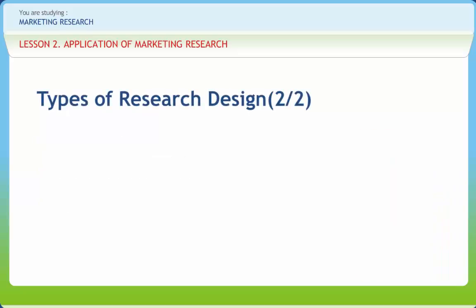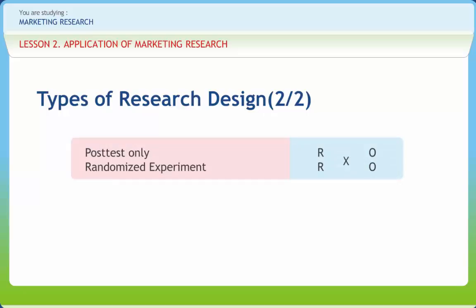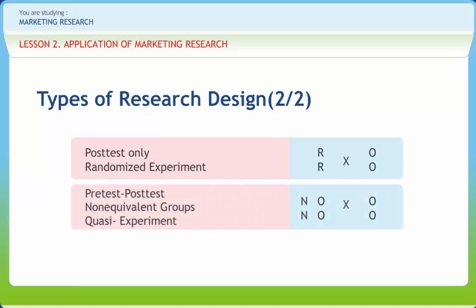The different types of designs. Consider one of each in design notation. The first design is a post-test only randomized experiment. You can tell it's a randomized experiment because it has an R at the beginning of each line indicating random assignment. The second design is a pre-post non-equivalent groups quasi-experiment.